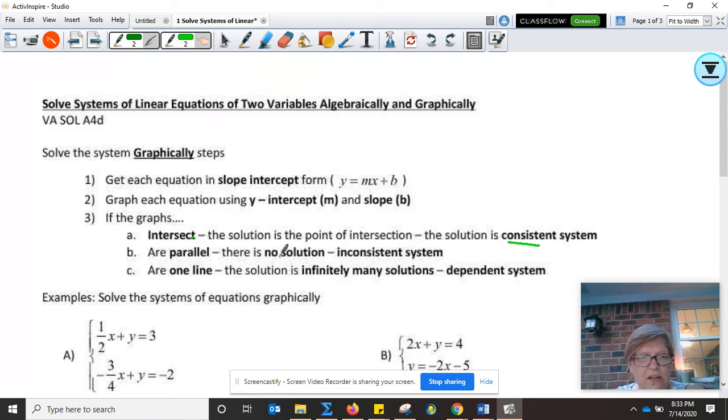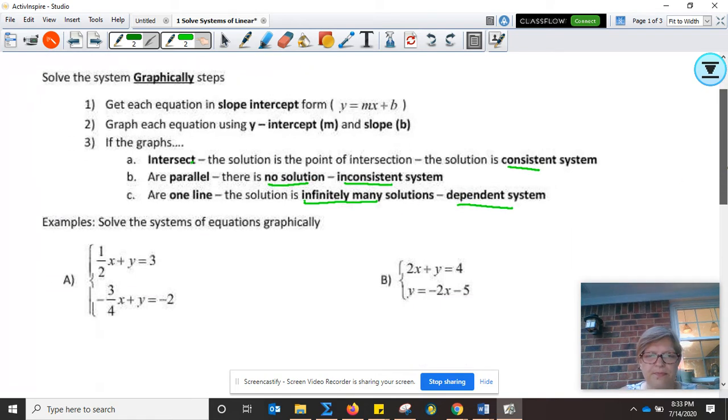If they are parallel, then there is no solution because they never intersect, and they're inconsistent. And if it is one line, then there are infinitely many solutions because they're intersecting constantly. It's one on top of the other, and that's a dependent system. Okay, so let's look at some examples.